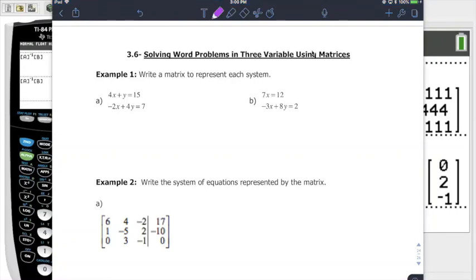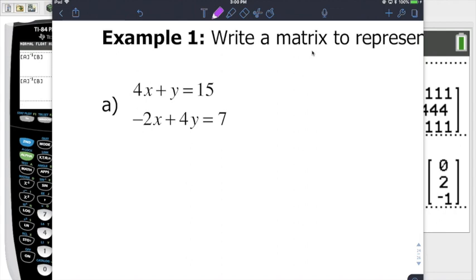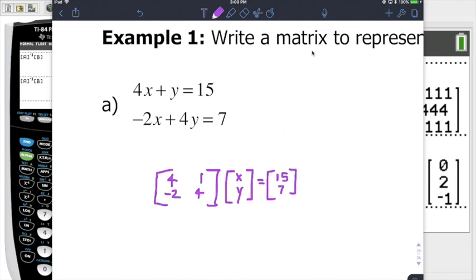Alright, today we are going to do solving word problems in three variables using matrices. So real quick, we're going to start out just recapping how to set up the matrix system. Remember, you put out the coefficients of your variables, making sure they are in the same order. So it'll be 4, 1, negative 2, and 4. Next is our variable matrix, so that'll be x and y. And then the last piece will be the constant matrix, so that'll be 15 and 7.